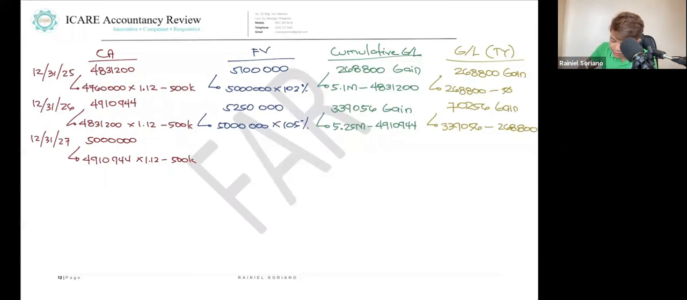Okay, wag nating tawagin tong carrying amount kasi hindi naman yan yung carrying amount natin. Tawagin natin tong amortized cost. Okay? Because the subsequent measurement kapag FVOCI will be the fair value. So ito yung carrying amount natin. Alright? So that's the computation of amortized cost, fair value, cumulative gain or loss, and gain or loss this year.